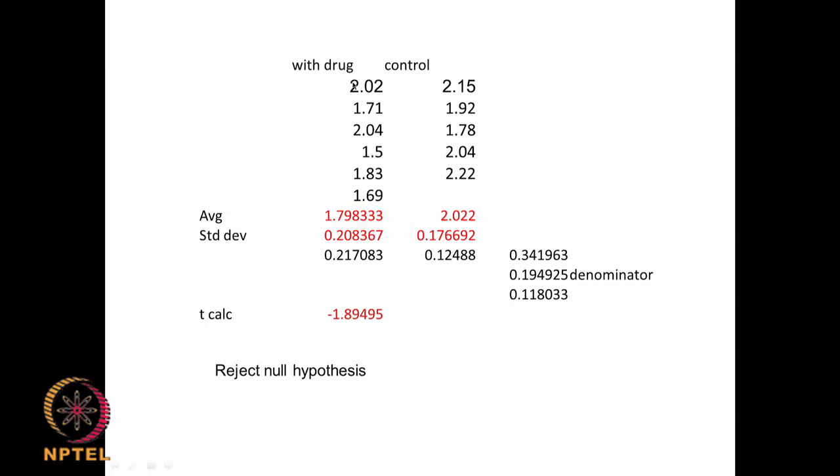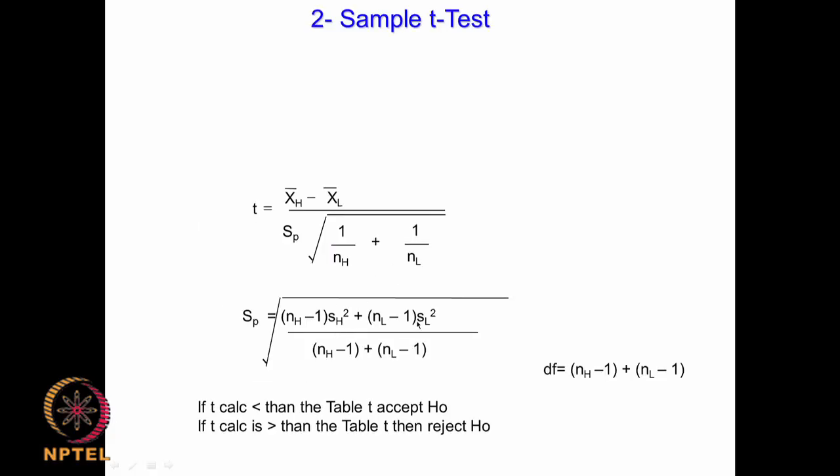So, with drug, the numbers are here, 6 numbers. Control, that means you are not giving drug, there are 5 numbers. So, we can get the average. Average is very simple: you add all of them and divide by 6, you add all of them and divide by 5. For the standard deviation of this data set, again you can use Excel, there is a STDEV function, and here also. So, this gives you the standard deviation of this, this gives you the standard deviation of this. Now, you are squaring this also, because I need to get that here, right.